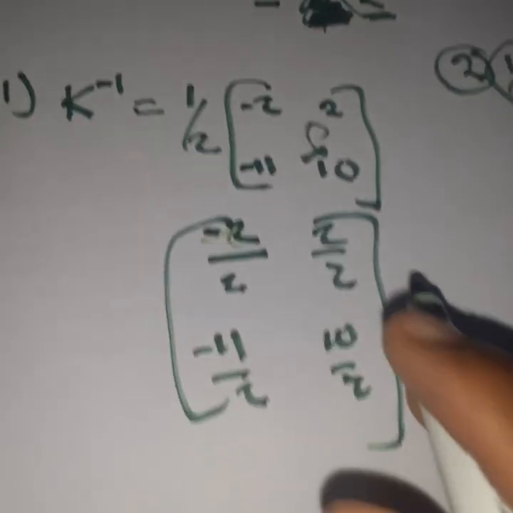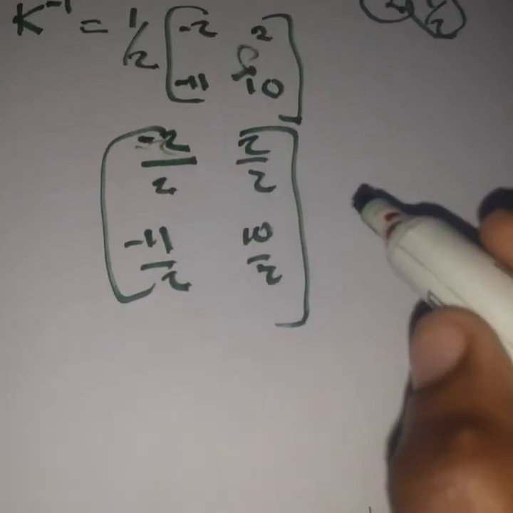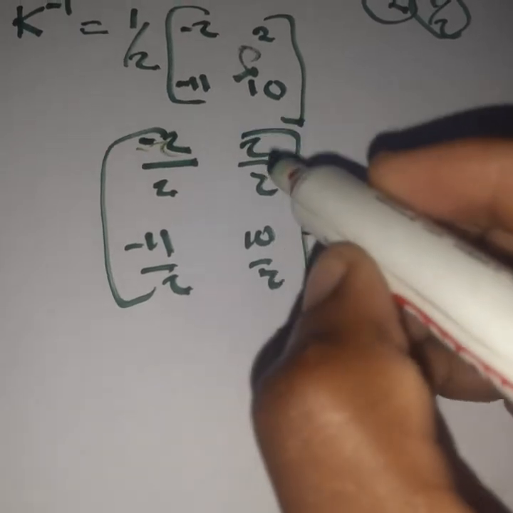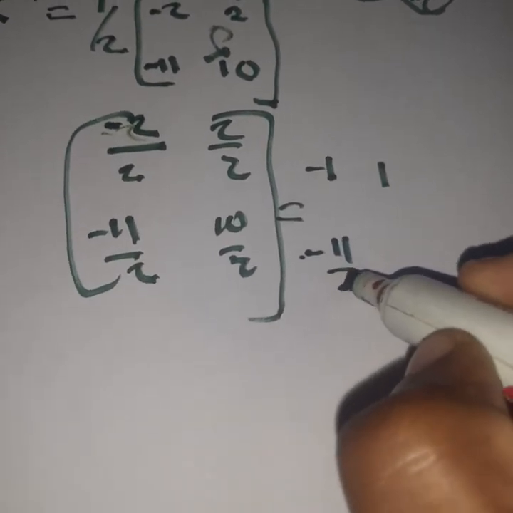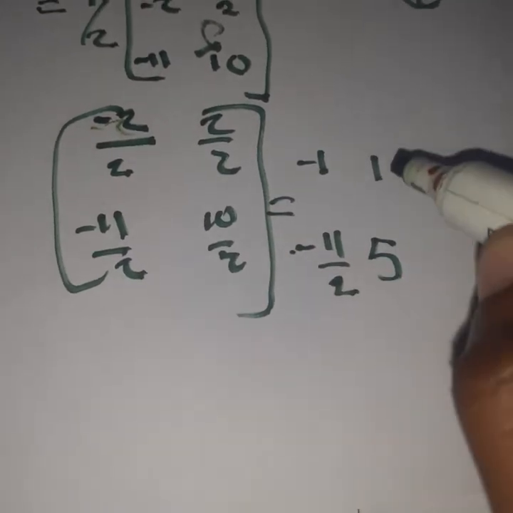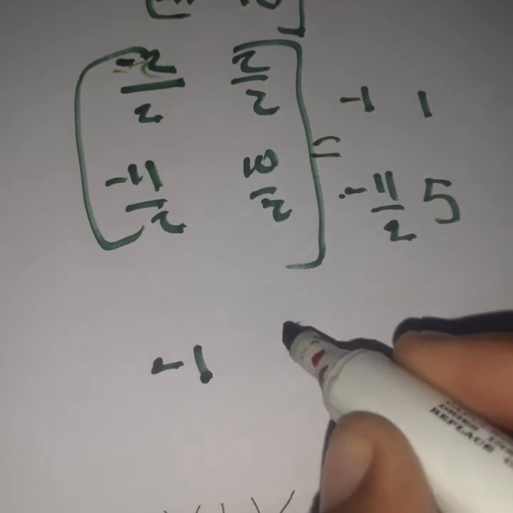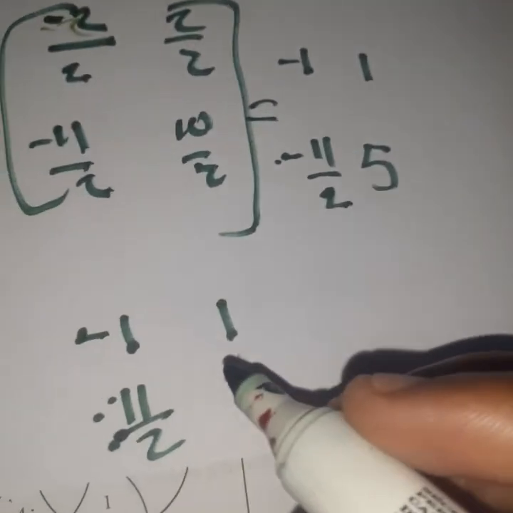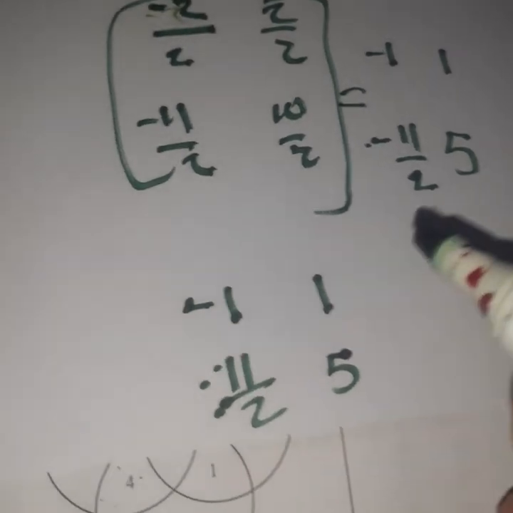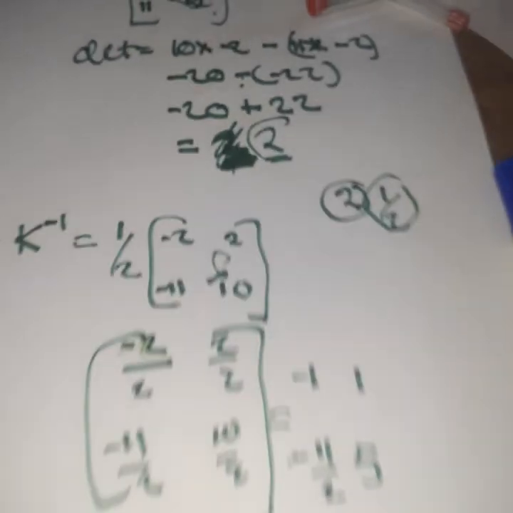Then you simplify where it is possible. 2 goes into negative 2, that's negative 1. Then 2 into 2, that's 1. This one will leave a remainder, so just leave it like that, negative 11 over 2. Then 2 into 10, that's 5. So this is the inverse, K to the power negative 1: negative 1, 1, negative 11 over 2, and 5. This is the inverse for matrix K. So that's how we do it, basically.